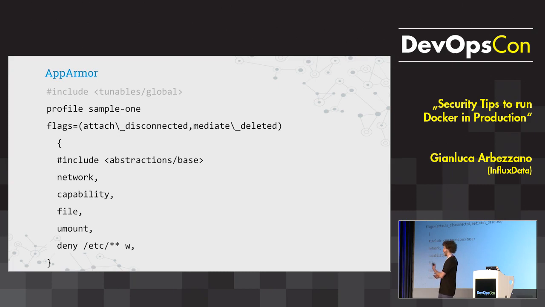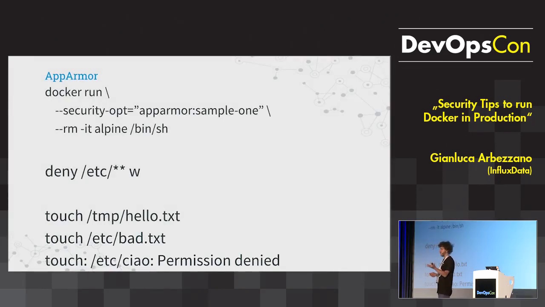And this is an example of policy. You have the name of the policy, and in my example, I deny writing on that specific path. It means that my container is not able to write to the etc directory. It's simple to use. AppArmor is a daemon. You can load your policy inside that daemon, and when you run a container, you can attach a security option, and apparmor-sample is the name of the policy. And your container starts with that policy.